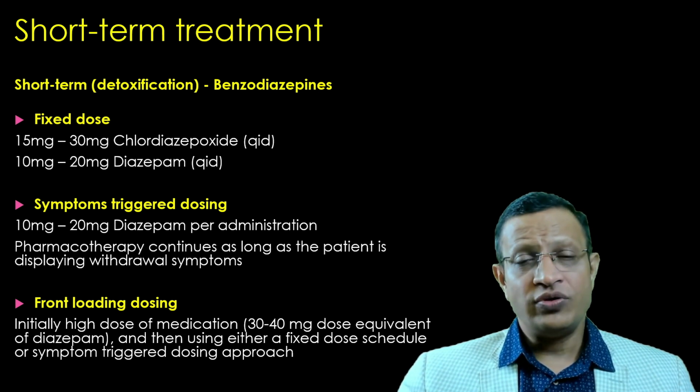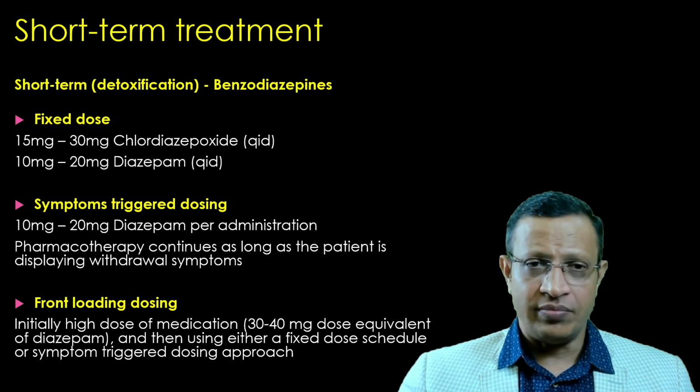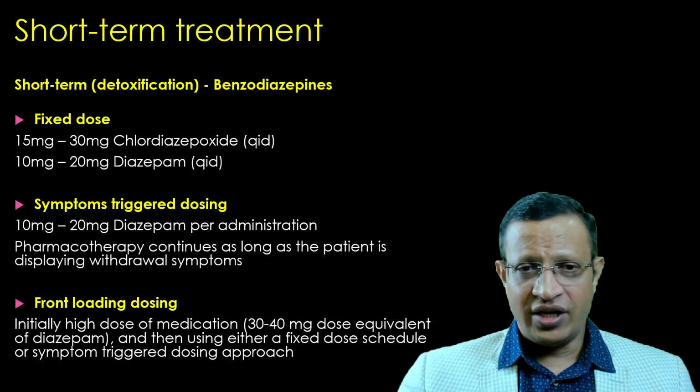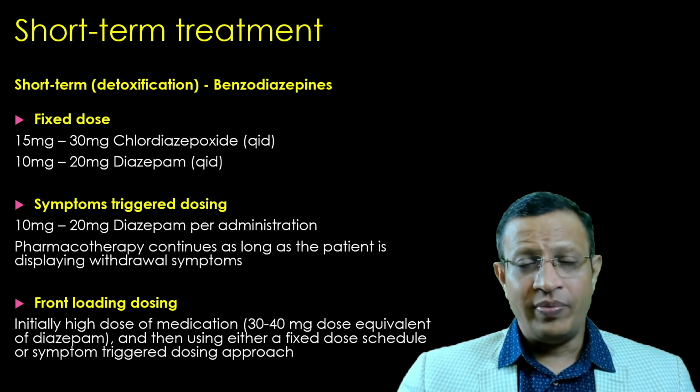The last one is front-loading dosing. That means you will be using both fixed dosage and also symptom-triggered. You will start the medication at 30 to 40 milligram as a loading dosage. After that, you will be giving the medication as and when symptoms are triggered.